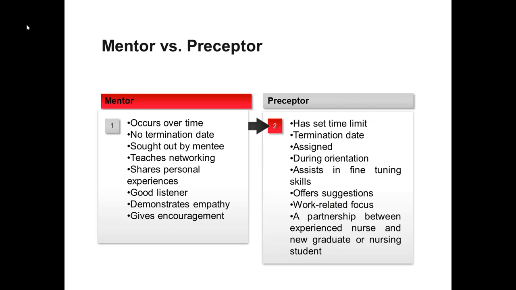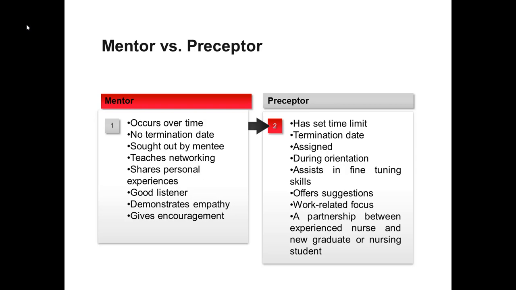All right. Know the difference between a mentor and a preceptor. A mentor just kind of happens. There's no termination date. Somebody actually seeks out the mentor. The mentor shares personal experiences. They demonstrate empathy. They know, hey, I've been there before, and encourages their coworker.